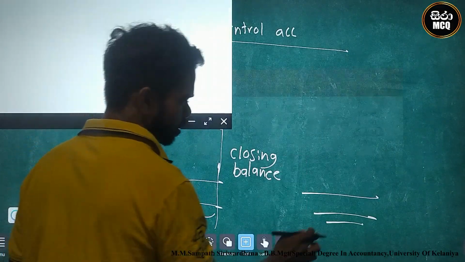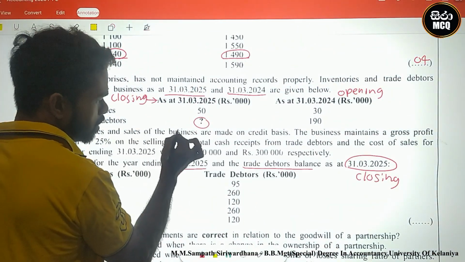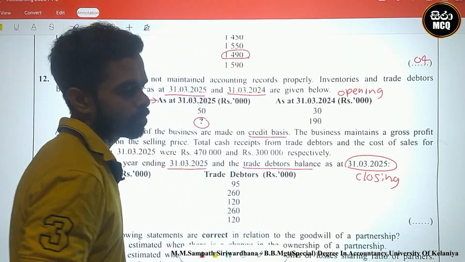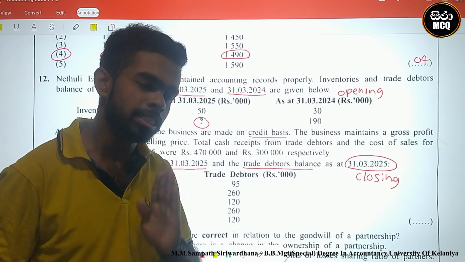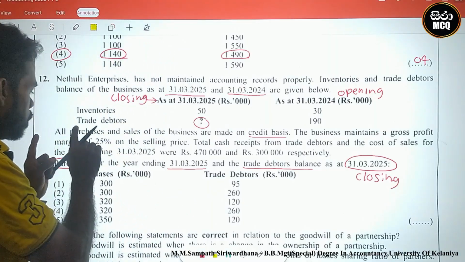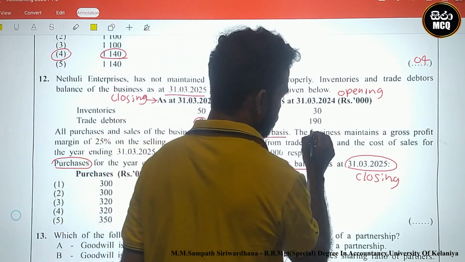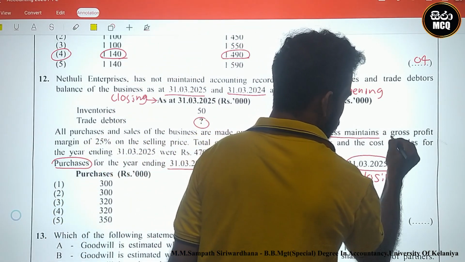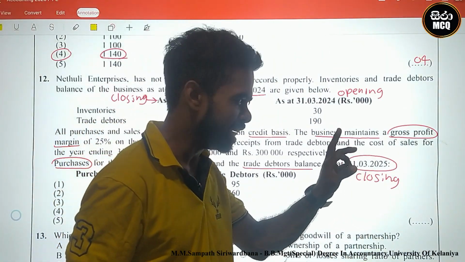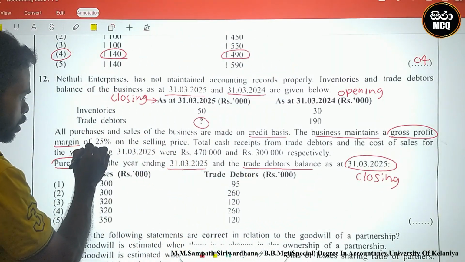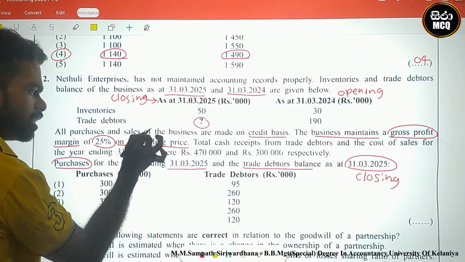And the second one, look here: all purchases and sales of the business are made on a credit basis. This means all sales are credit sales and all purchases are credit purchases. Look here, the business maintains a gross profit margin of 25% on the selling price.